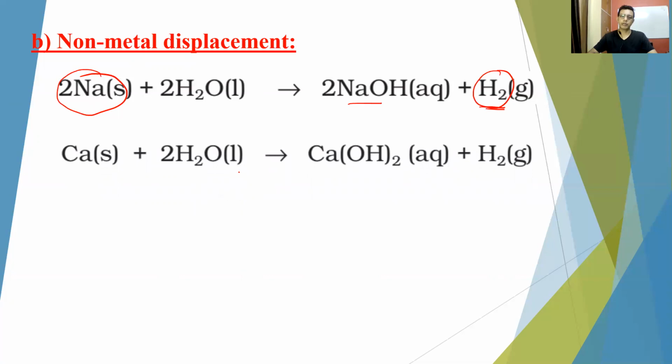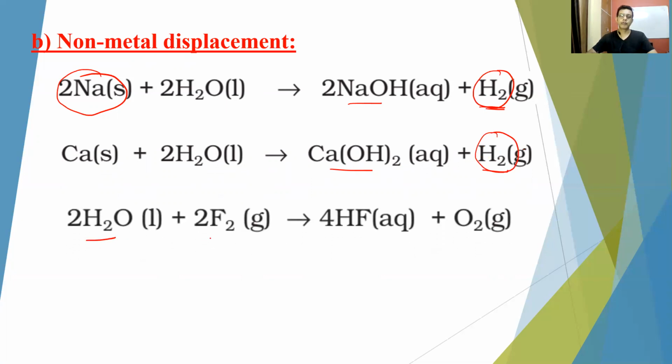Calcium also reacts with water, but slowly, giving calcium hydroxide and hydrogen gas. So this is another non-metal displacement where hydrogen is displaced. Water reacts with fluorine. This F is fluorine. It reacts with fluorine to produce hydrogen fluoride and oxygen. So this is a displacement where a non-metal, oxygen, is displaced.